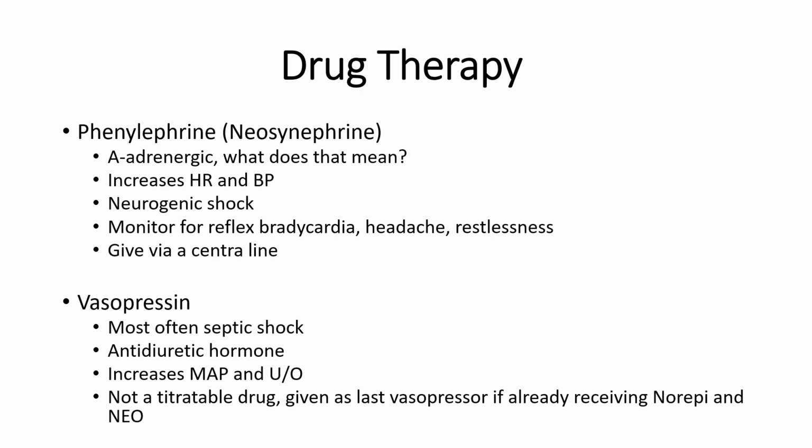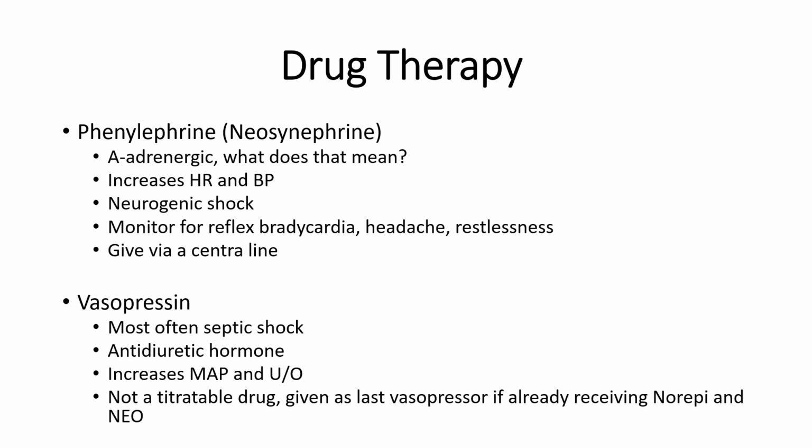The last vasopressor is called vasopressin. This is most often used for septic shock. It's like an antidiuretic hormone, really. What vasopressin helps with is increasing our mean arterial pressure, also known as our MAP. It can also help increase urinary output. It helps bring up blood pressure and helps with cardiac output. Please know that this is the only vasopressor that we cannot titrate. It is non-titratable. It runs at a certain rate, and you do not touch it. 0.04 is what vasopressin runs at, and you just let it be.